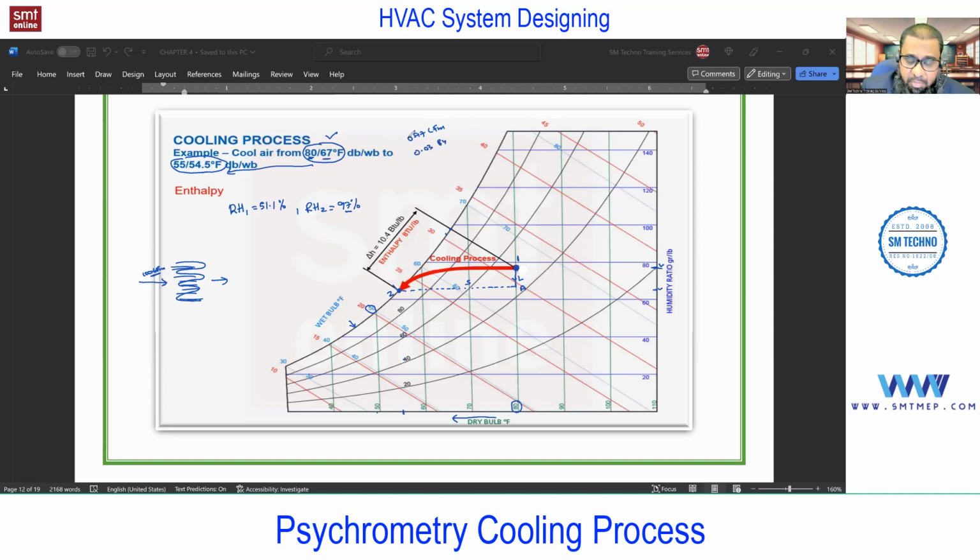So what are contact and bypass factors? We have a separate topic. In detail, we'll discuss with the equation. At this level, why am I not getting 100? That's the reason I explained this. So 97% RH. This is an RH condition.